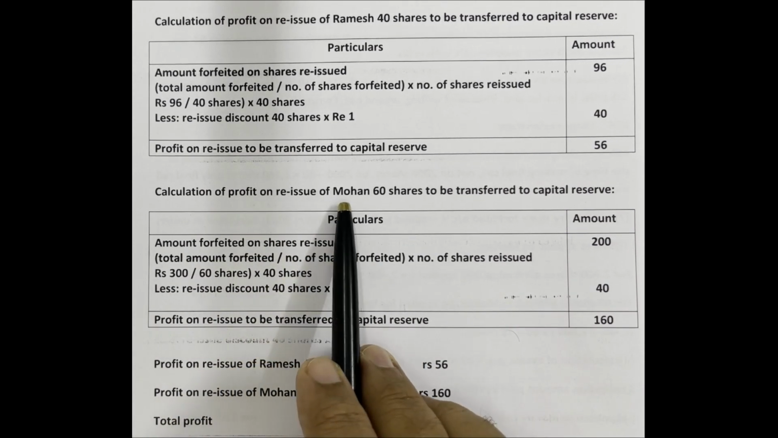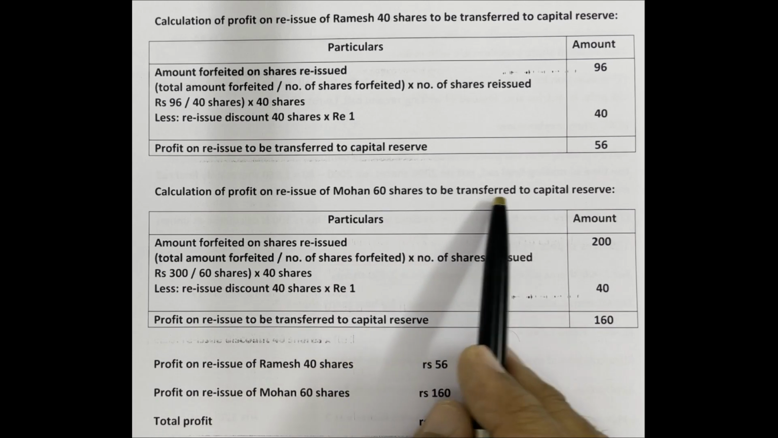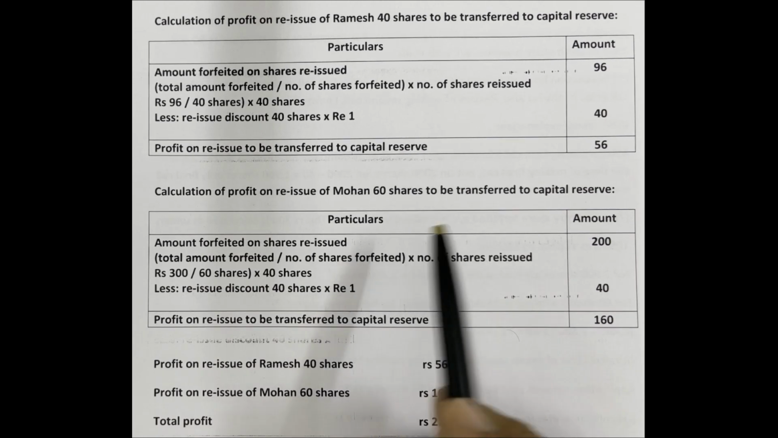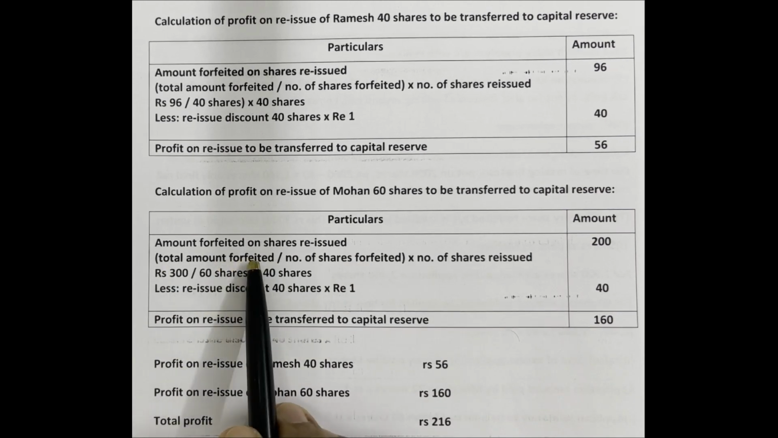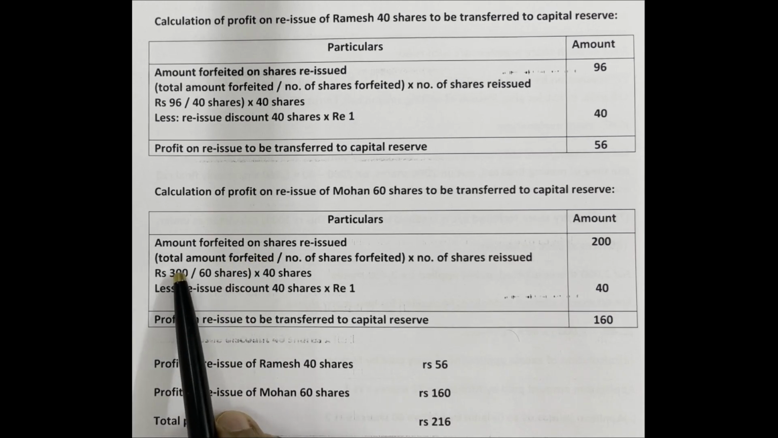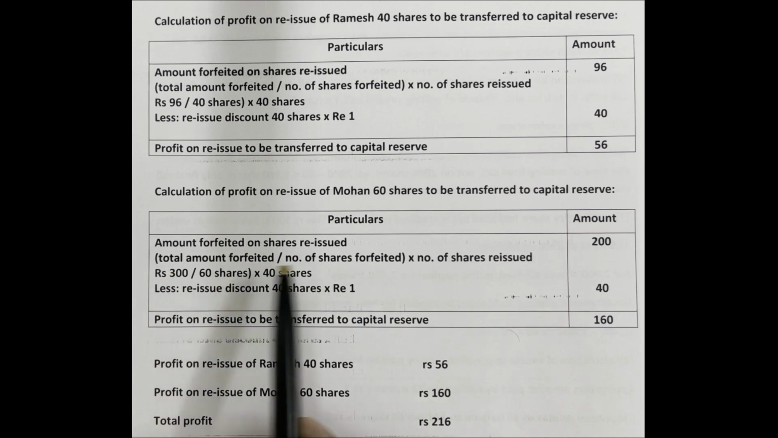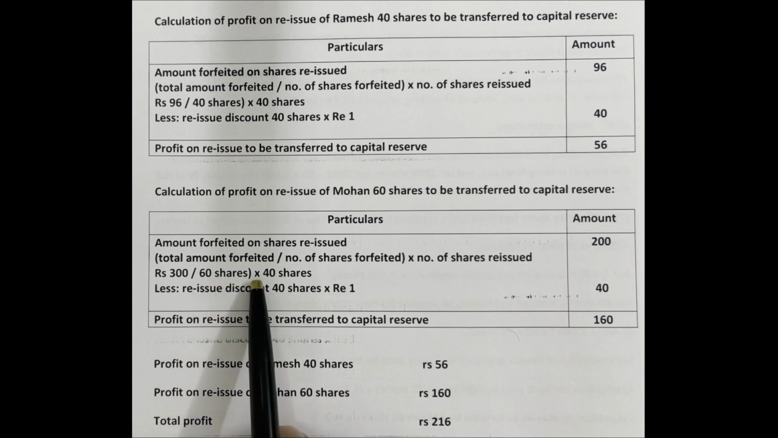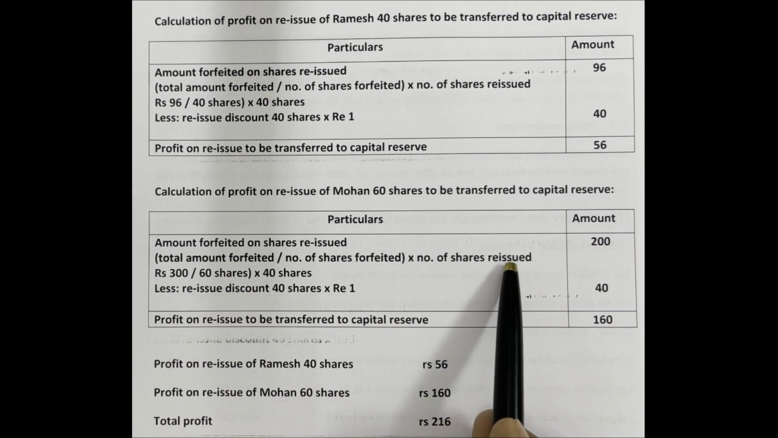Next, come to Mohan related shares. Calculation of profit on reissue of Mohan 60 shares to be transferred to capital reserve. Amount forfeited on shares reissued: total amount forfeited, Mohan's shares, 60 shares. On these shares, Mohan paid application money and allotment money, no? Total 300 rupees came. Divided by number of shares forfeited, Mohan's 60 shares, into number of shares reissued.